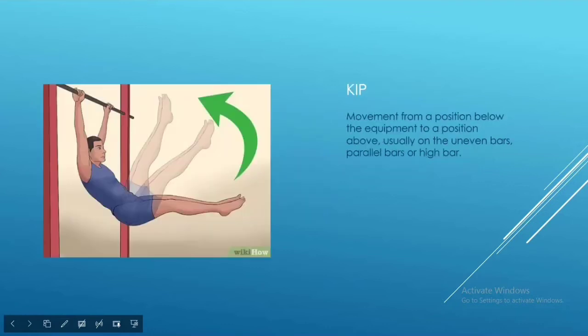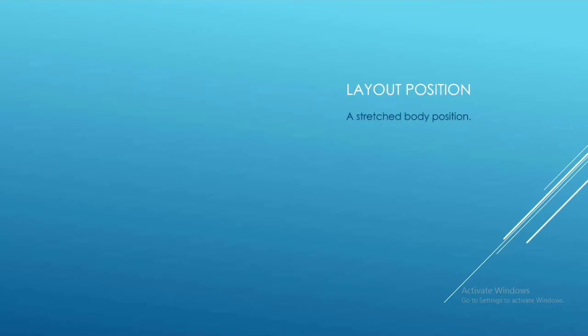Kip. Movement from a position below the equipment to a position above it, on the uneven bars, parallel bars or high bar. So you can see in the picture how it is executed.